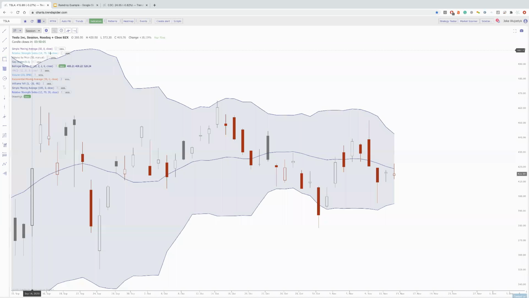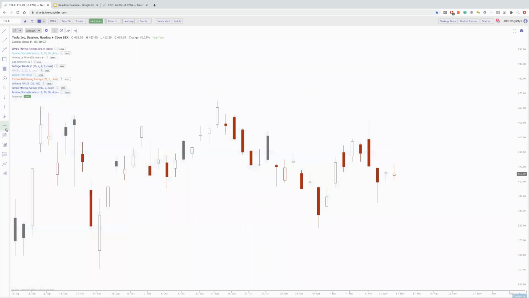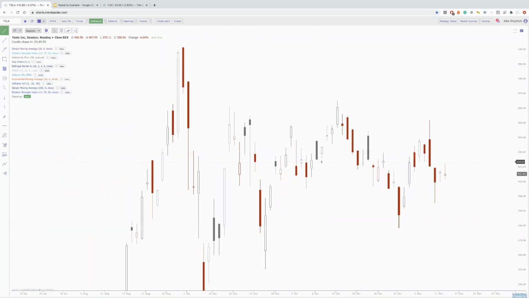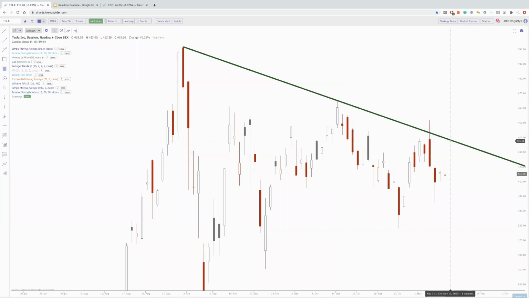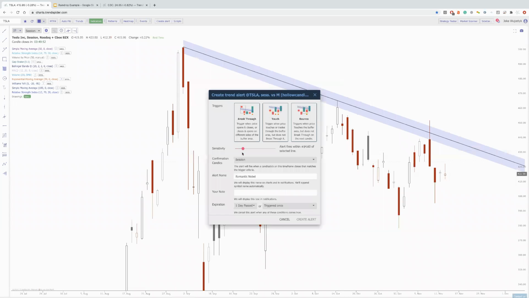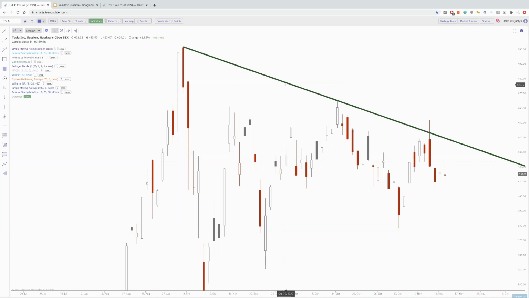So let's turn off Bollinger Bands. Maybe you want to draw a different trend line here. Maybe you want to connect it all the way up here and connect it to this, and you want to create your alert that way. Same thing. This could be used on annotations or automated trend lines, Fibonacci levels, anything like that.